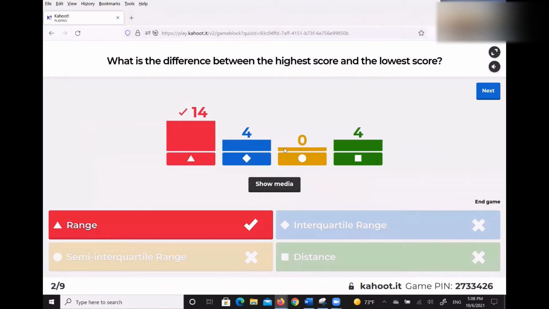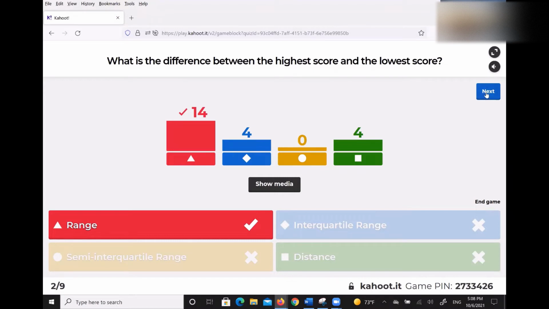Right, the answer is the range, the difference between the highest score and the lowest score. So for the range, you just take the largest number minus the smallest number. That is the distance between the highest score and the lowest score.